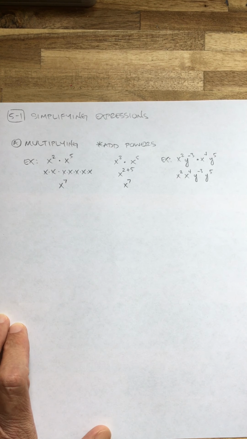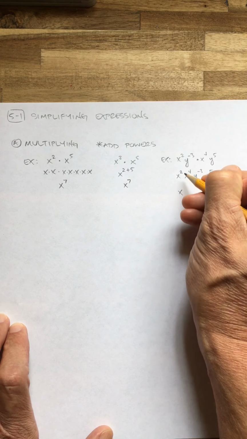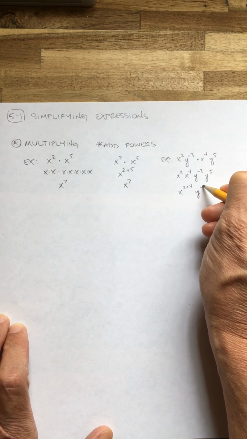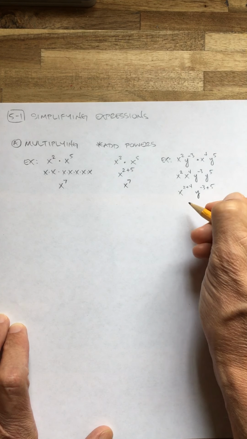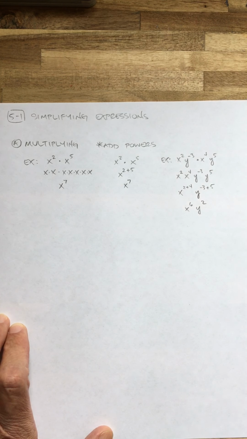Now the reason I wrote them together like that is so it's easier to see that now you have an x to the power of 2 plus 4, and a y to the power of negative 3 plus 5, and now you can combine them, x to the power of 6, y to the power of 2. Okay, and we're done there.